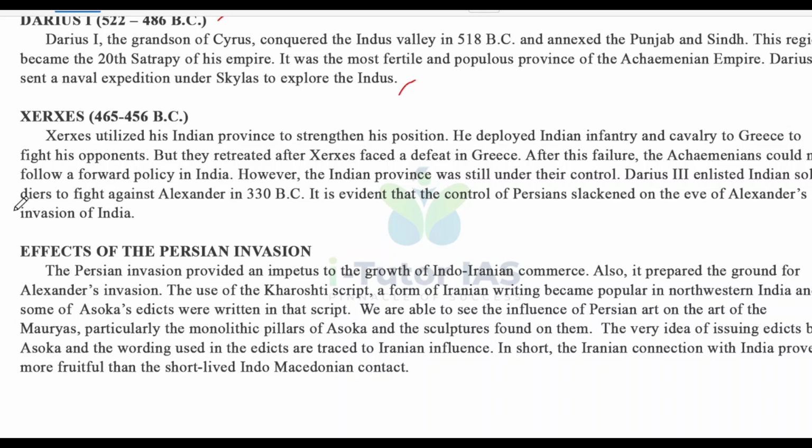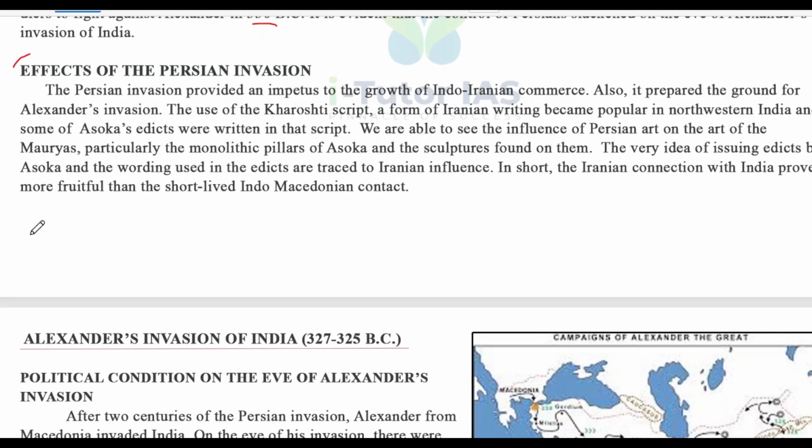However, the Indian provinces were still under their control, and Darius III enlisted Indian soldiers to fight against Alexander in 330 BC. So it is evident that the control of the Persians slackened on the eve of Alexander's invasion of India. Okay. So what are the effects of the Persian invasion? The Persian invasion provided an impetus to the growth of Indo-Iranian commerce.